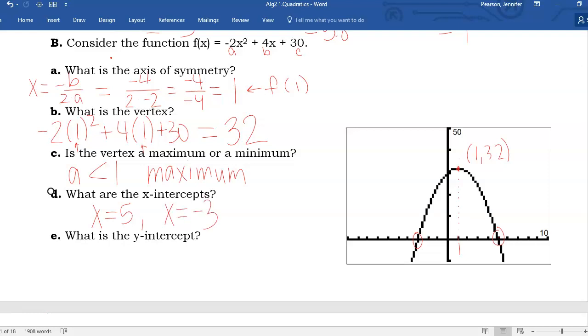And finally, what is the y-intercept? It's looking to be right about here. I can do a couple things: looking at the graph, estimate it, or I can look at my general form equation and evaluate the function at 0. And like we already talked about, if we are in general form evaluating at 0, all that goes away because that is just 0. And so my answer is 30.